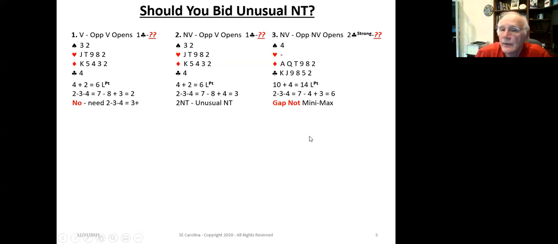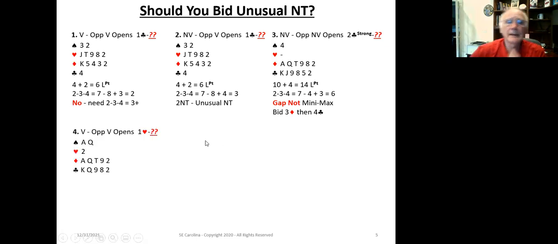We're in the range of 11 to 14. So what we're going to do here is bid 3 diamonds and then 4 clubs. And if the opponents continue to compete, we're going to bid 5 clubs. That way our partner will have a very good idea that we have 11 to 14 points versus the minimum or the maximum.